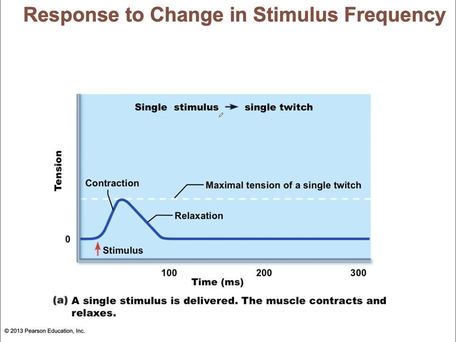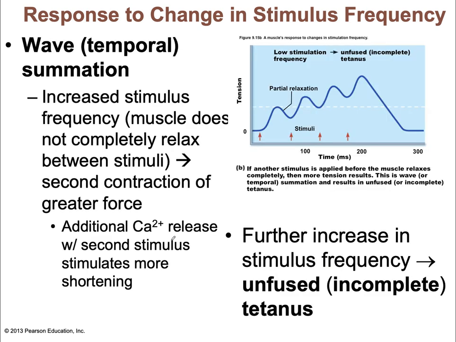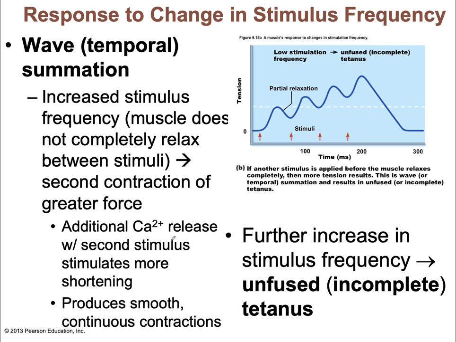Okay, so you can see here in a single stimulus, we generate a contraction, relaxation, we get up to maximum tension for that muscle fiber in a single twitch, and then we go back to the state we were prior to the stimulus. So this is the latent period, this is the period of contraction, period of relaxation. So what happens in the real world is that we stack those simple twitches, one on top of the other.